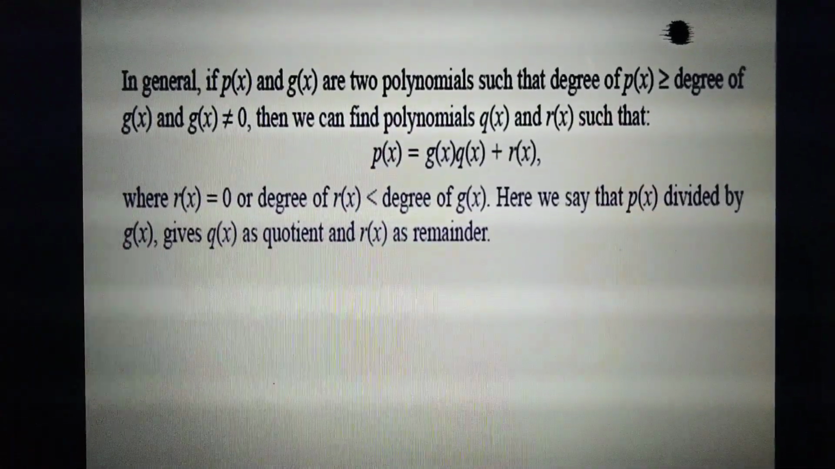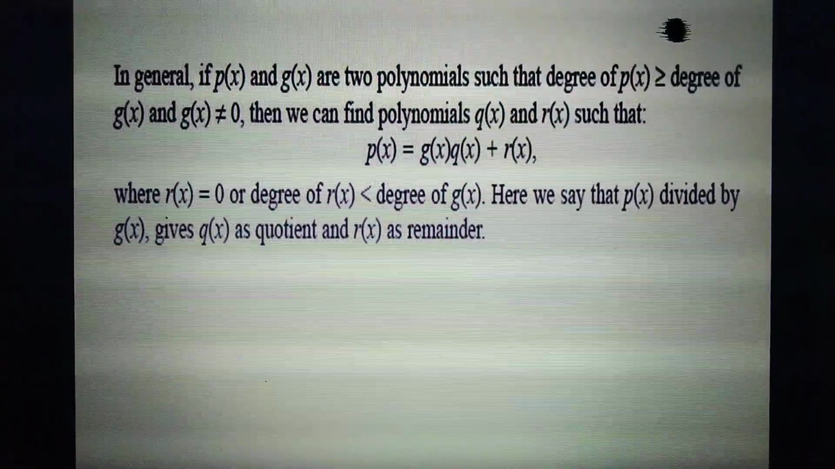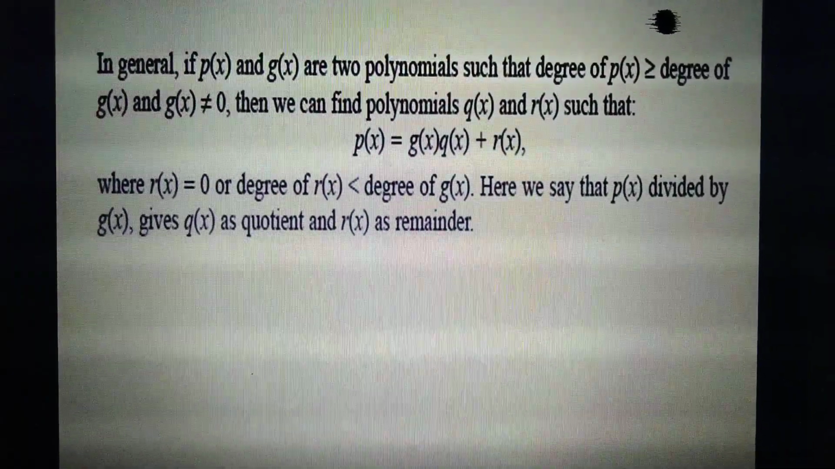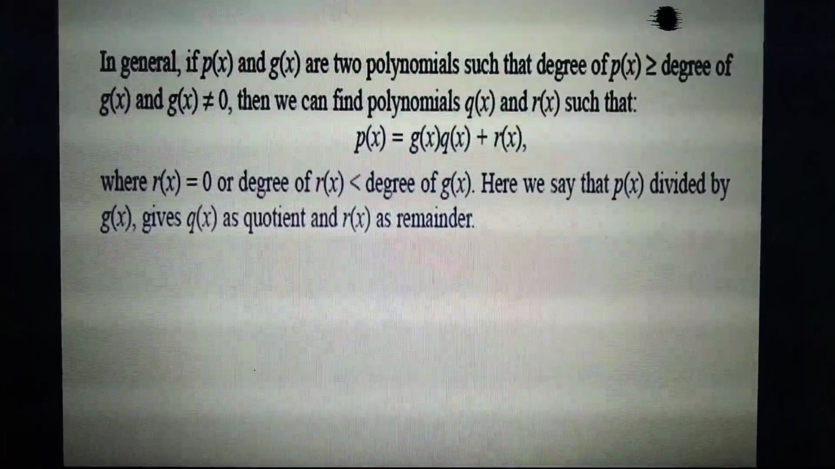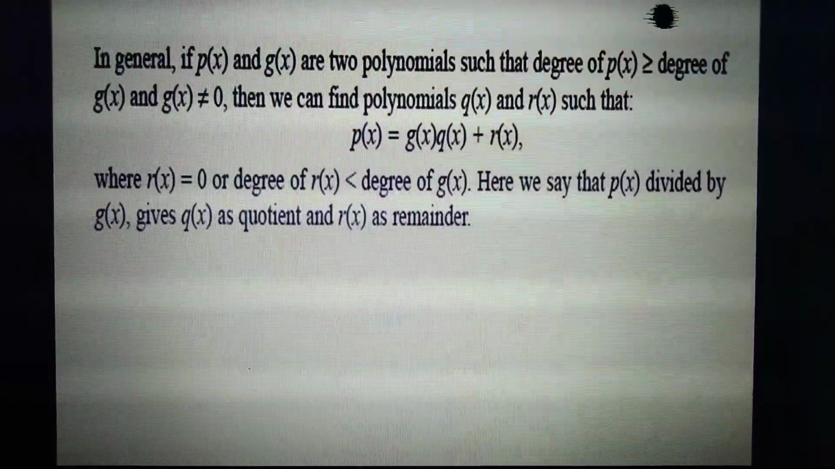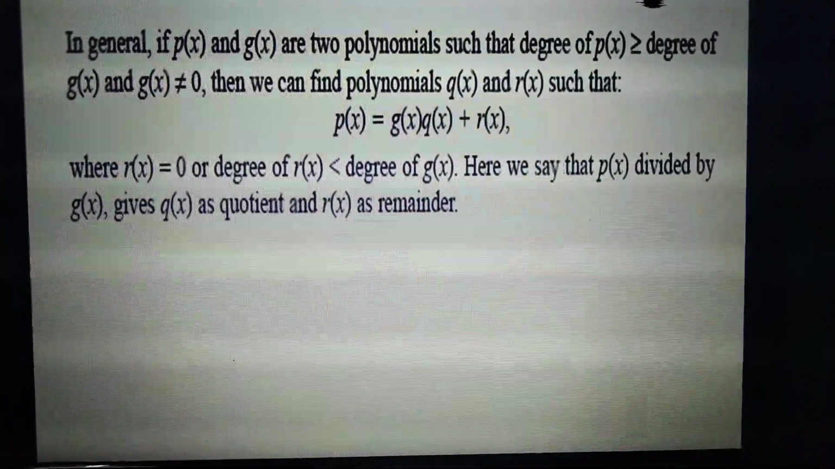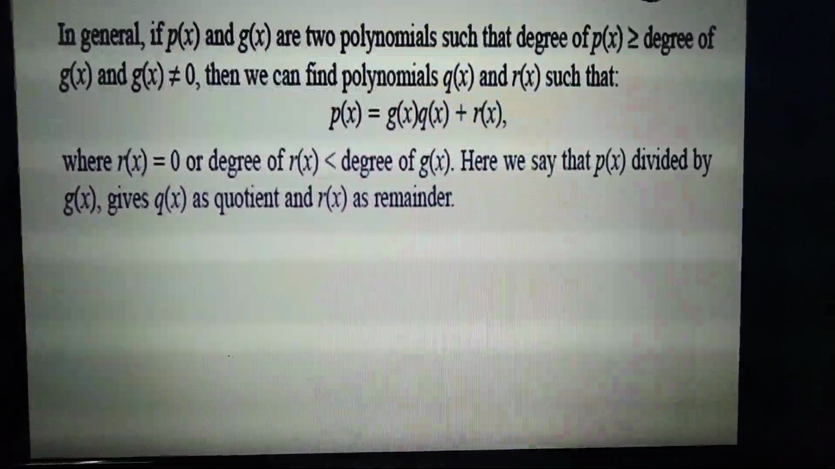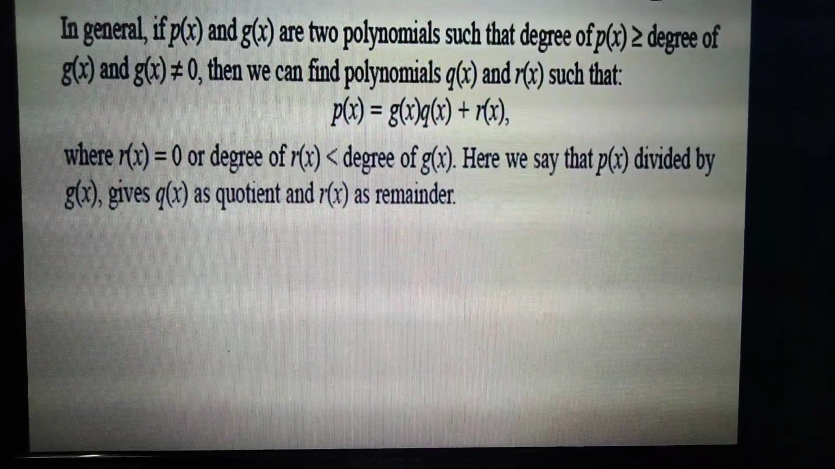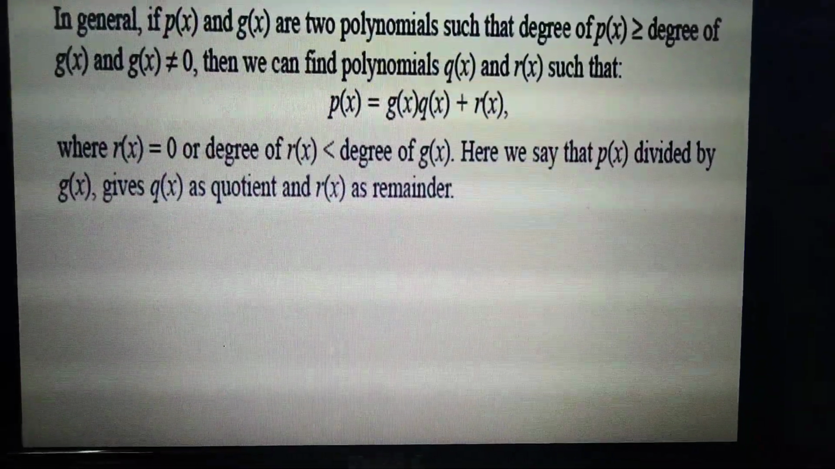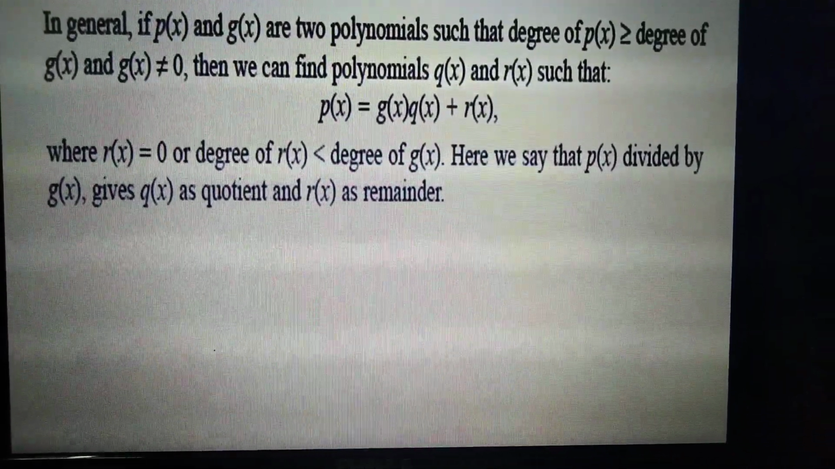In general, if p of x and g of x are two polynomials such that degree of p of x is greater than or equal to degree of g of x and g of x not equal to 0, then we can find polynomials q of x and r of x such that p of x is equal to g of x into q of x plus r of x, where r of x equal to 0 or degree of r of x less than degree of g of x.